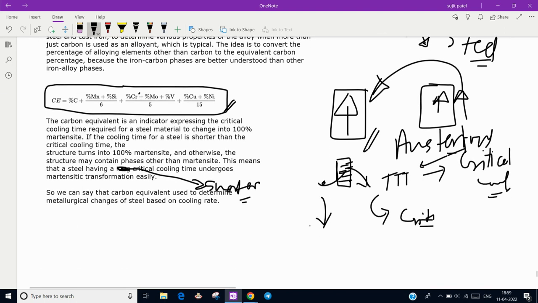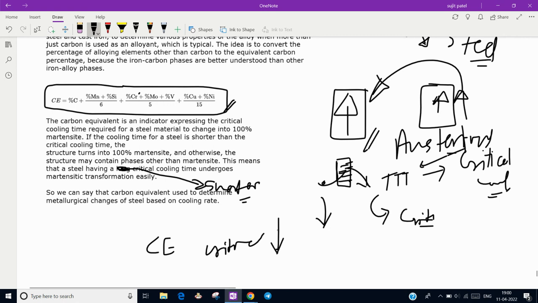That's why it is used, because if the alloying elements in one steel are different from the second steel, your carbon equivalent will change. And if the carbon equivalent changes, your critical cooling rate will change. So you have to find out the critical cooling rate: if you cool faster than the critical cooling rate, the structure will be martensite, otherwise pearlite or bainite. Ultimately, we can say that the carbon equivalent is used to determine the metallurgical changes of the steel based on the cooling rate. This is the one-line conclusion.